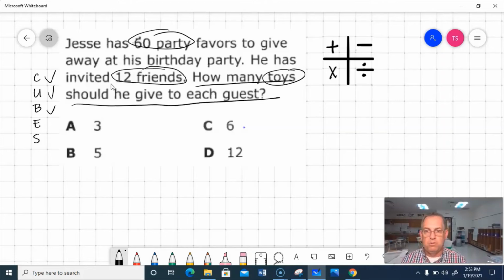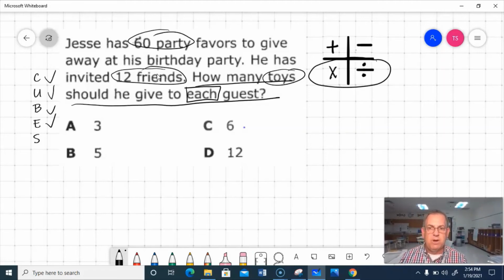I'm going to box in my operational clue. I see right here, I see each. That's usually talking about equal size groups. I'm evaluating. So I'm looking at all my labels right there. I have 60 party favors. I have 12 friends. So typically, I'm not going to add and subtract toys and friends. If I have 60 party favors and 12 friends, I can't add those together and get 72 of something. It's still going to have 60 party favors, and I'm still going to have 12 friends. So when my labels are different, a lot of times that seems like it's going to be multiplication or division.